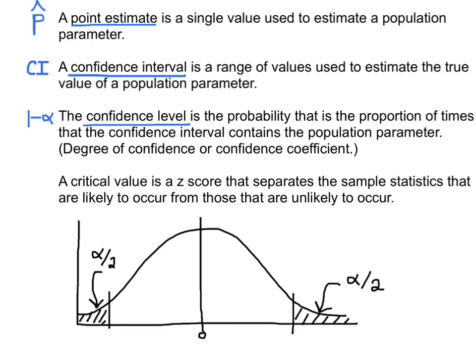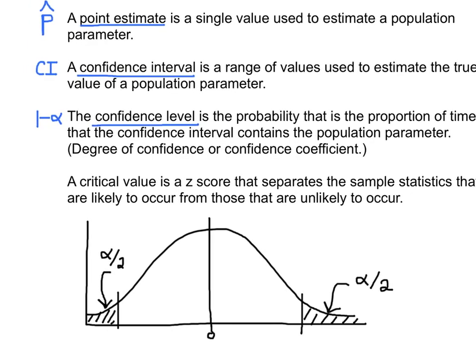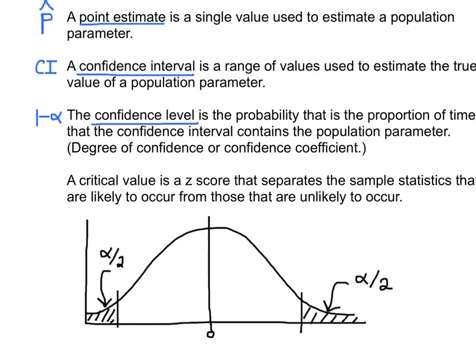Now, moving forward, the last definition is what we call a critical value. A critical value is a z-score that separates the sample statistics that are likely to occur from those that are unlikely to occur. And what we use for the critical value, let me go back to blue, I was using blue.